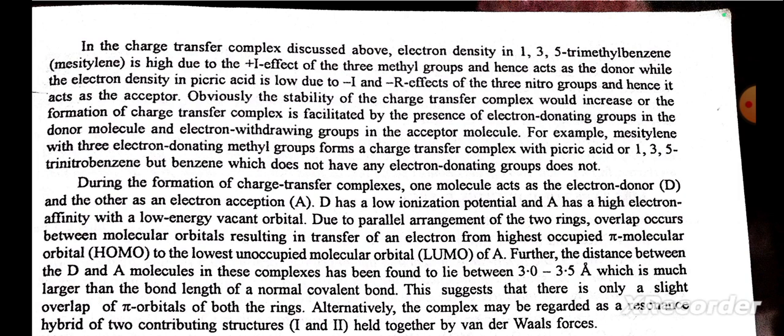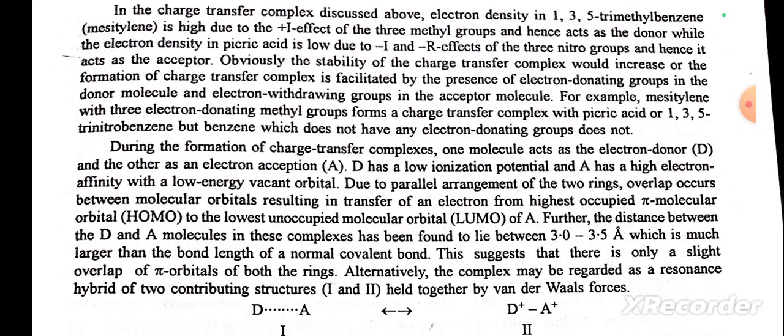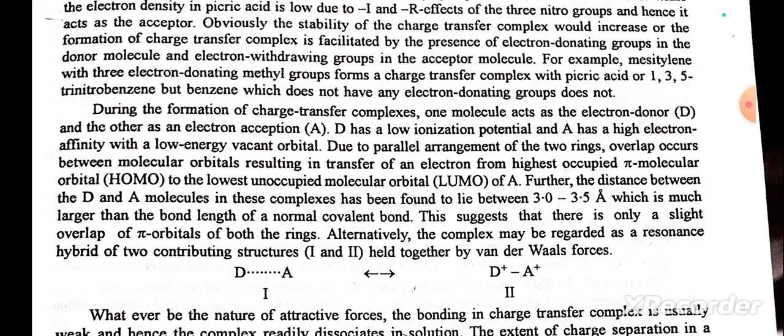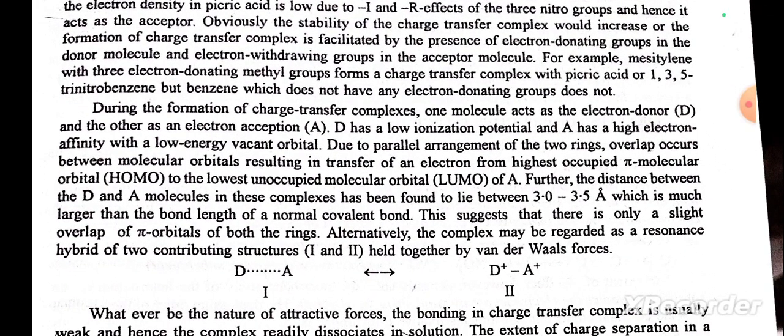The stability of the charge transfer complex increases, or the formation of a charge transfer complex is facilitated, by the presence of electron donating groups in the donor molecule and electron withdrawing groups in the acceptor molecule. For example, mesitylene, with three electron donating methyl groups, forms a charge transfer complex with picric acid and 1,3,5-trinitrobenzene, but benzene does not have any electron donating group.